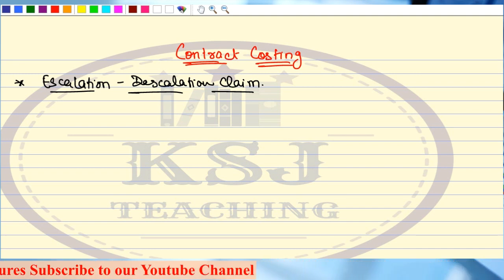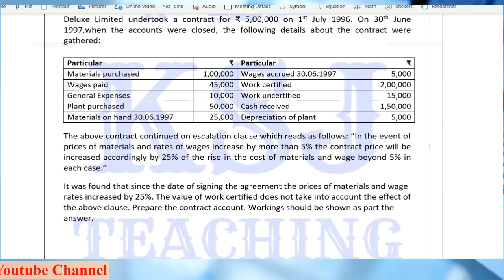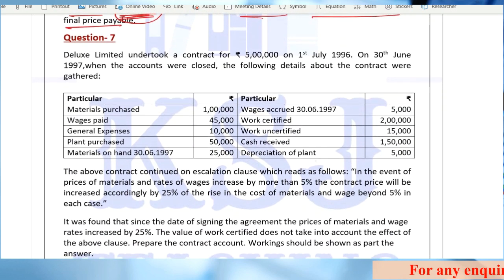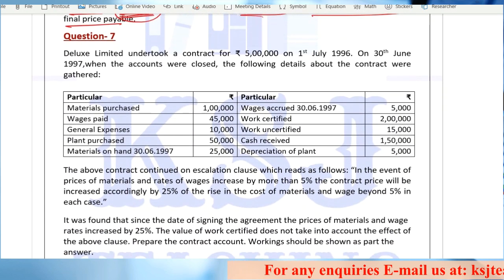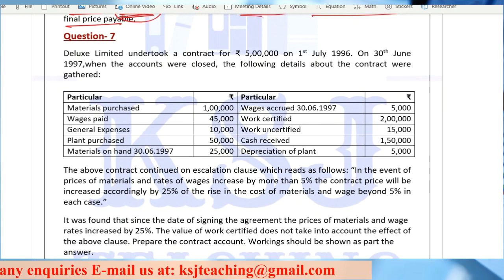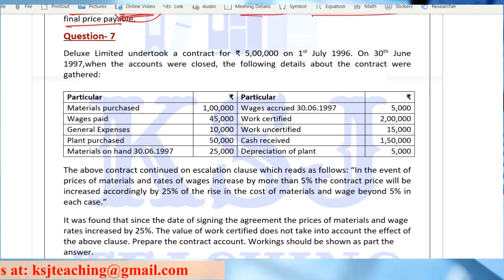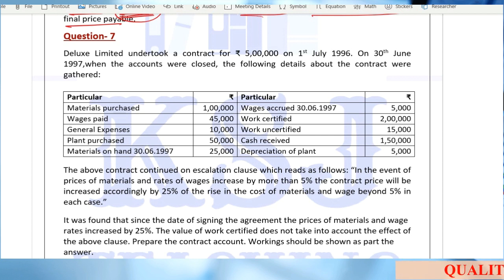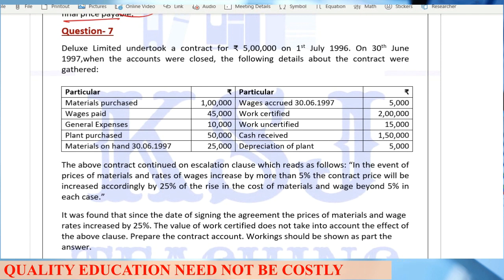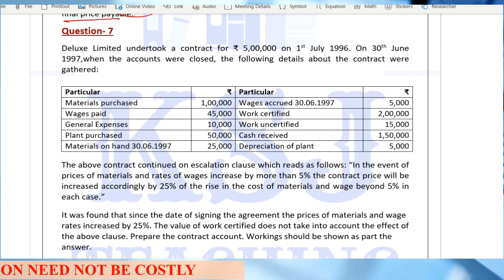So we have done one practical problem also in the last lecture, that is question number 7. Now this is a very important problem, and a similar problem was asked in the November 2020 examination. So you cannot say that, sir, these kinds of questions are not asked in the examination. They have already been asked. Let's see, this is the last question for contract costing. After this, contract costing is over.